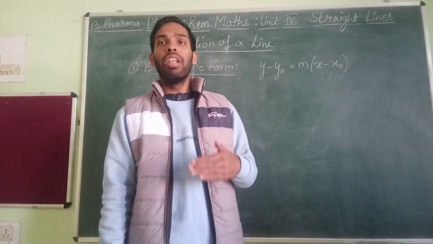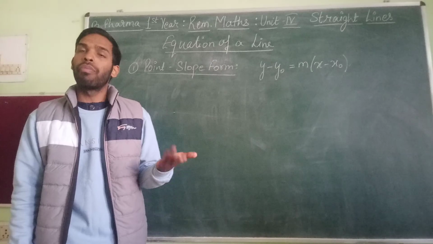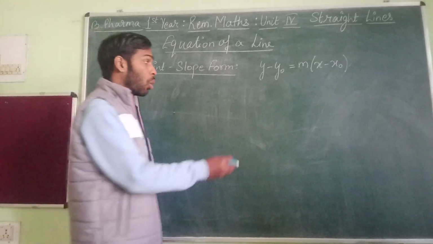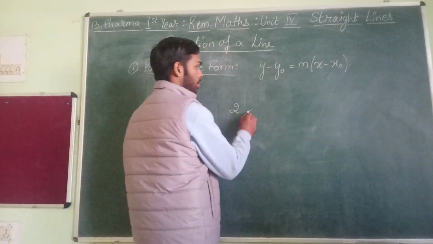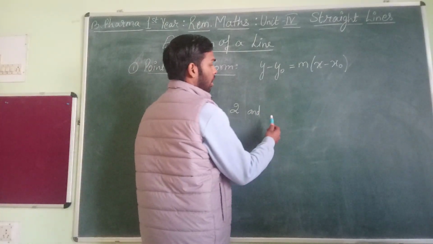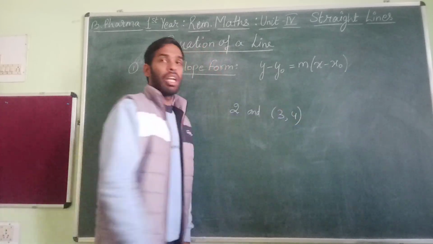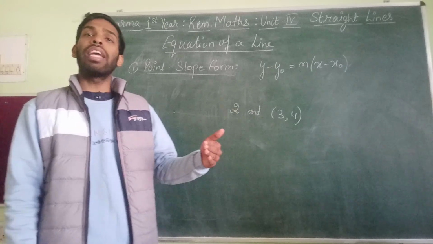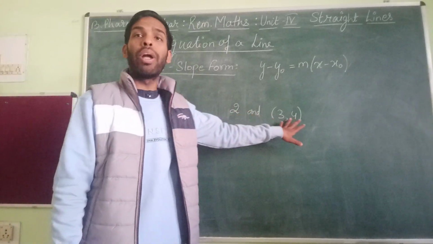I'm speaking with an example. Find the equation of a line having slope 2 and passing through a point (3, 4). This is the question you have. Find the equation of a line having slope equals to 2 and passing through a point (3, 4).